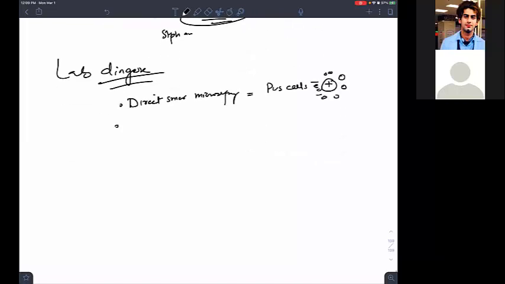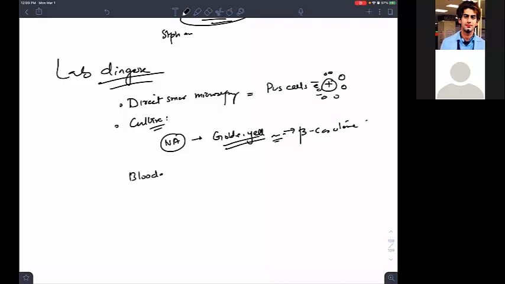If I talk about the culture, if I put them in the nutrient agar, what will I be able to appreciate? I will be able to appreciate golden yellow colonies. The component for these golden yellow colonies is beta carotene. If you talk about the blood agar, now I take them on the blood agar.